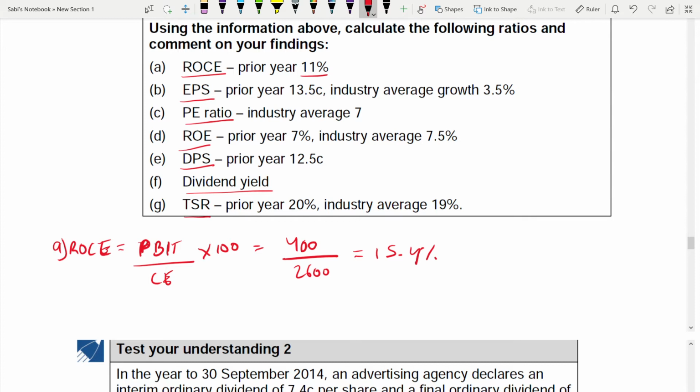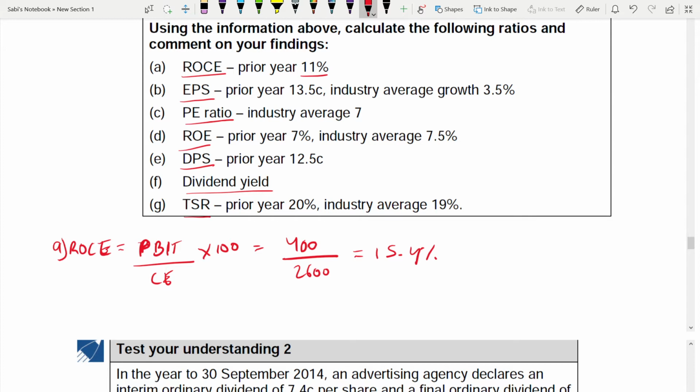That means the company is using the funds efficiently. That's what it means, because you have to also comment on your findings. So this short-term measure has improved, suggesting what? The comment you can write on your own. I'm not going to write the comments, I'm just going to do the calculations and show you how to calculate. I'm just telling you the sentence so you can write: the short-term measure has improved, suggesting that the company is improving the efficient use of its funds.